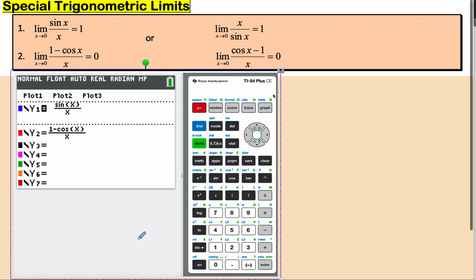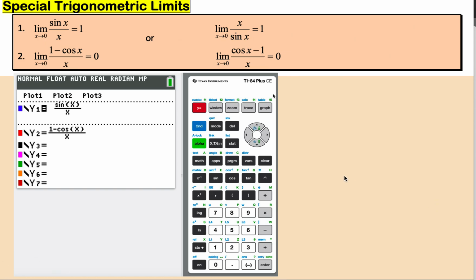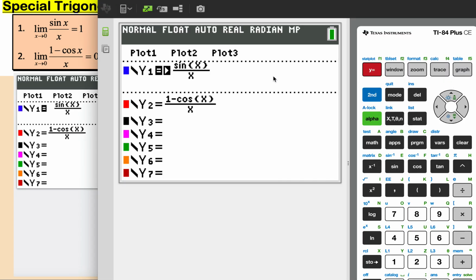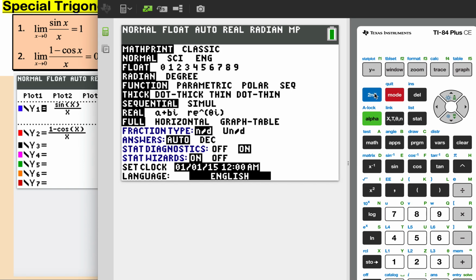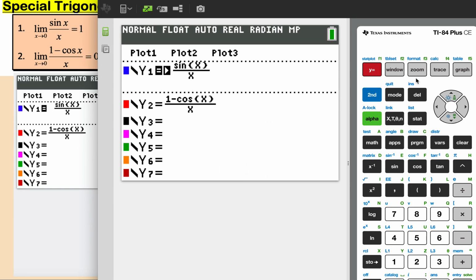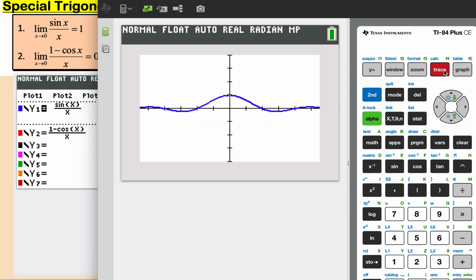Now let's take a look at some special trig limits. Let's take a look at this, and the way I'm going to help you is I am going to actually use a calculator to help us figure out this value. So let's go ahead and find this one, and then we'll find this one. Using a calculator, I have y equals sine of x over x. Make sure my mode is in radian mode. And there I have y equal to 1. And I'm going to go to the graph. And this is what the graph looks like. I'm going to press trace.